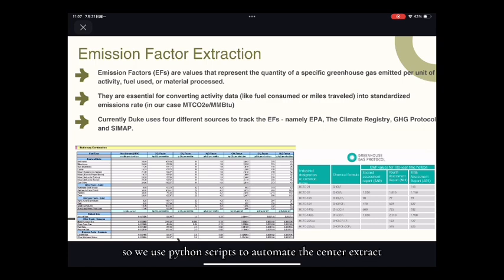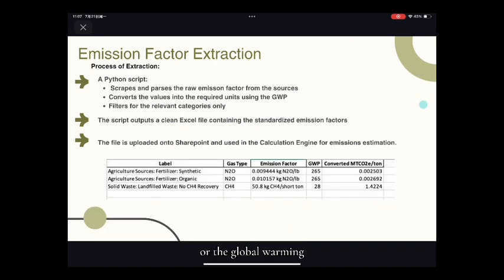So we use Python scripts to automate this and to extract the values from the websites. These scripts also included the conversion by using GWP, or global warming potential, and converting pounds to metric tons. Duke uses 4 sources for tracking the emission factors, which are the GHG Protocol, the Climate Registry, the EPA, and SIMAP. Our script runs through all 4 of these sources, extracts the values, and outputs a single Excel sheet in a standardized format that can be used further in the calculation engine.